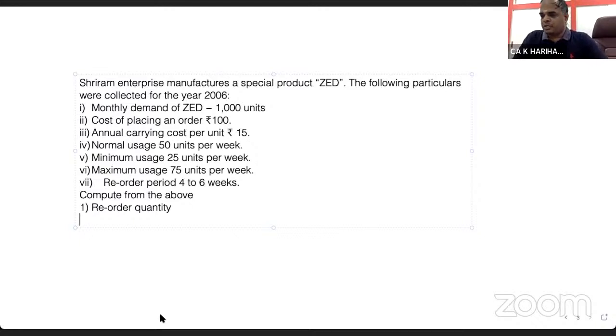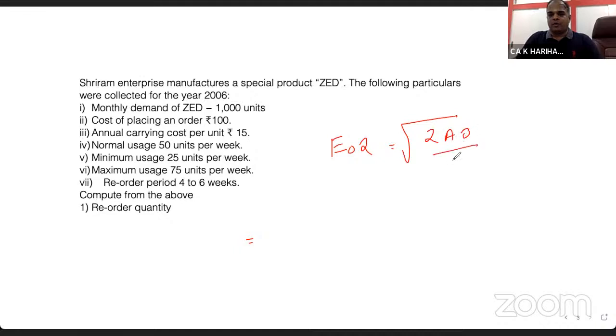Shall I go for the solution part? How to solve the problem? Yes, the screen is visible. So you have to compute economic ordering quantity. What about the formula for EOQ? EOQ is equal to square root of 2AO divided by C.